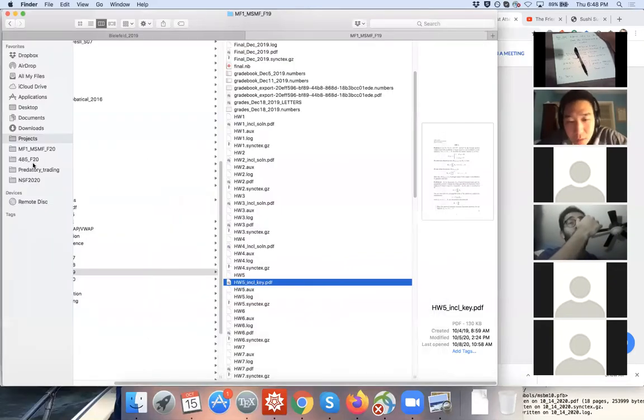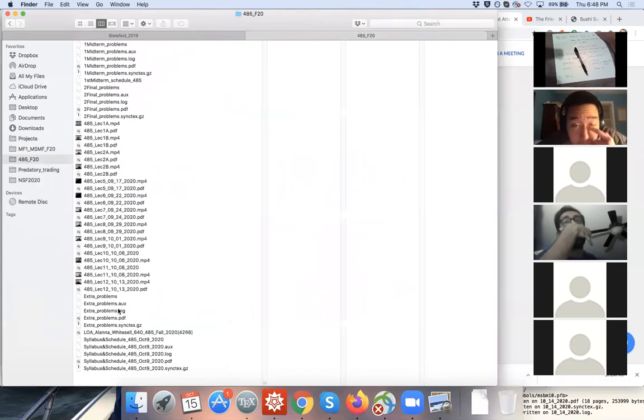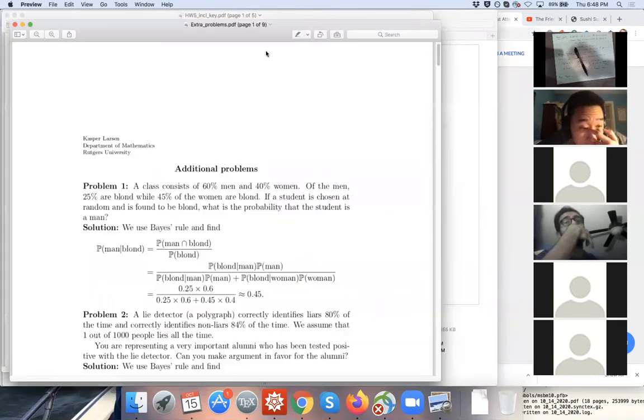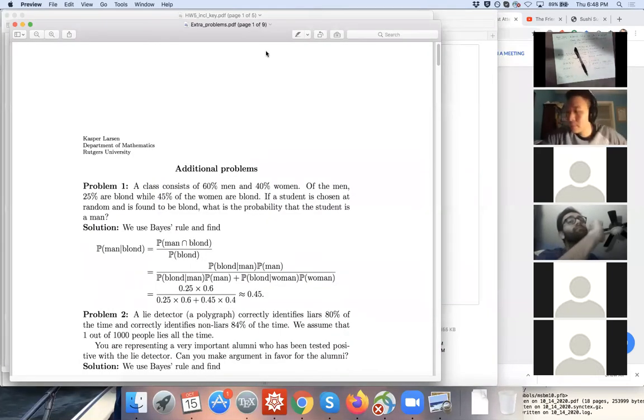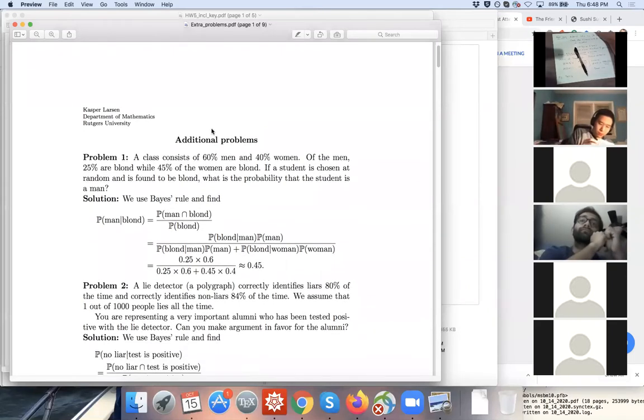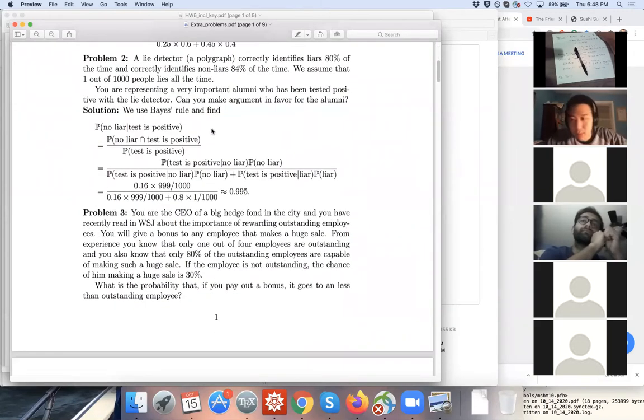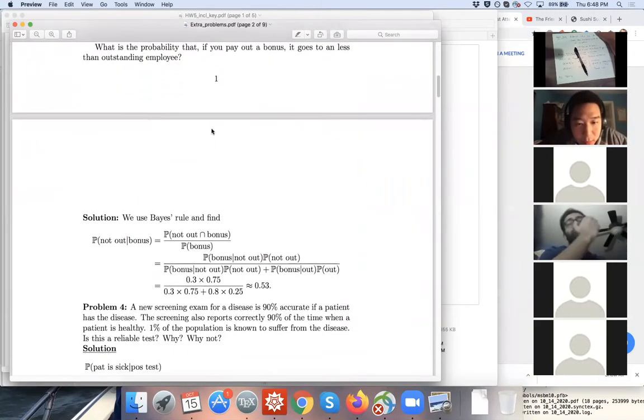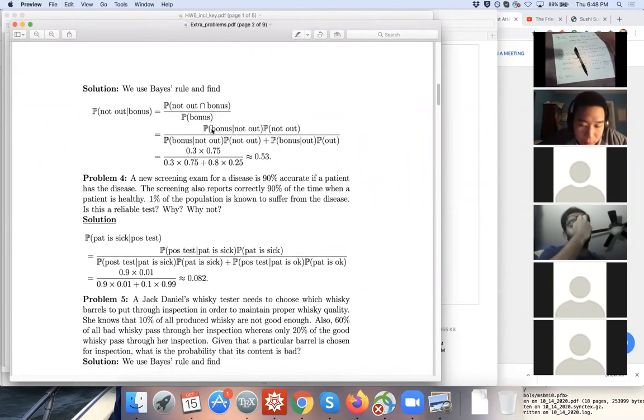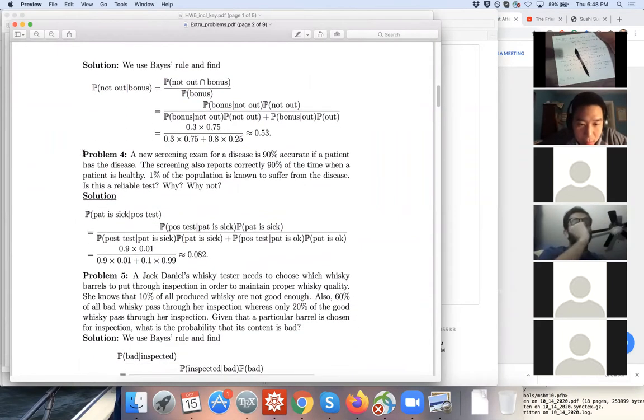So let me just find the file. You go on Canvas somewhere, and there's just 9 pages of additional problems to look at. The first handful or so is about Bayes' rule. And the one I want to hone in on, the one I want to look at, is problem number 4.